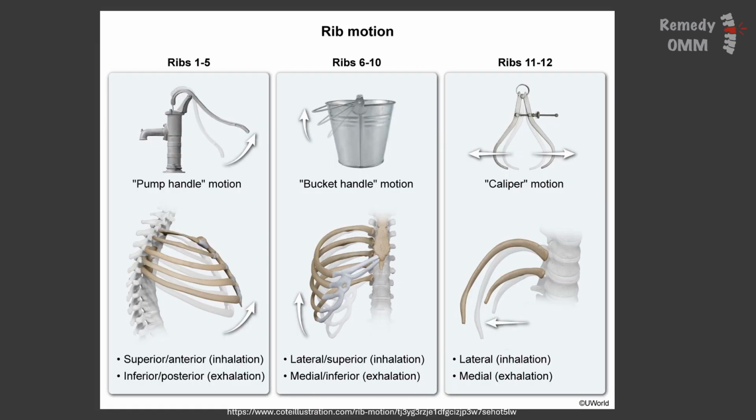The next key element to understand is rib motion, test makers love this stuff. There are 3 primary motions of the ribs: pump handle motion, which is exhibited in ribs 1 through 5, bucket handle motion in ribs 6 through 10, and caliper motion in ribs 11 and 12. An important piece of information is to understand that the ribs will move superiorly with inhalation and inferiorly with exhalation. This movement is directed by the muscle attachments.